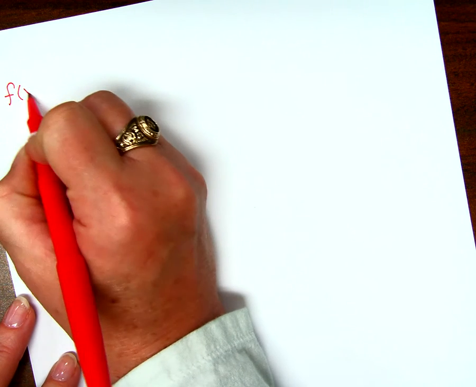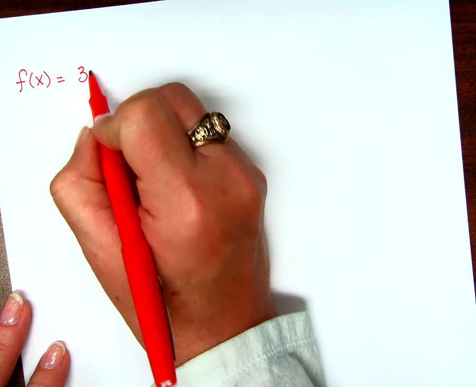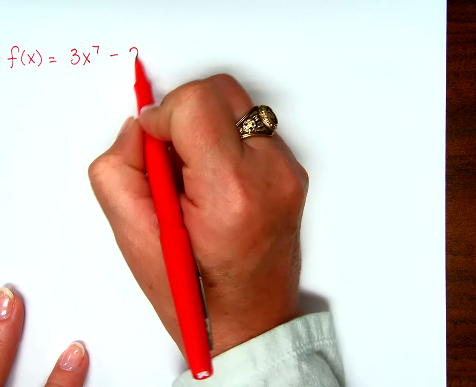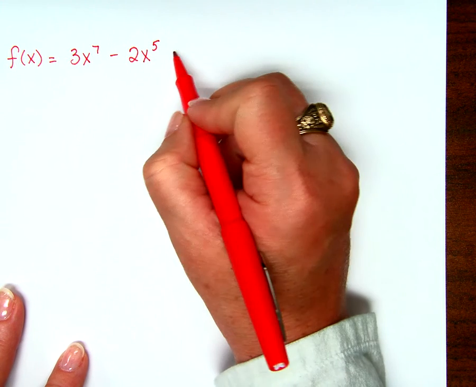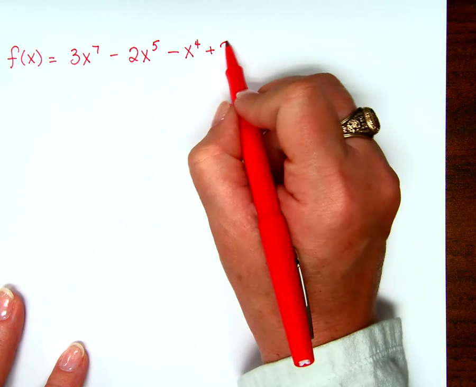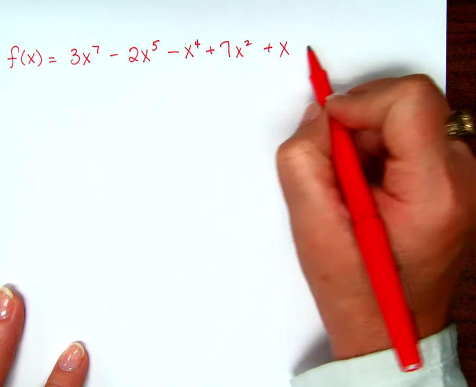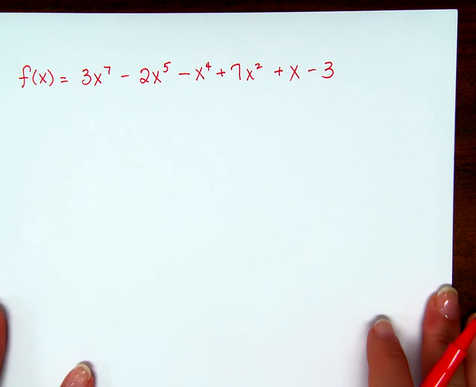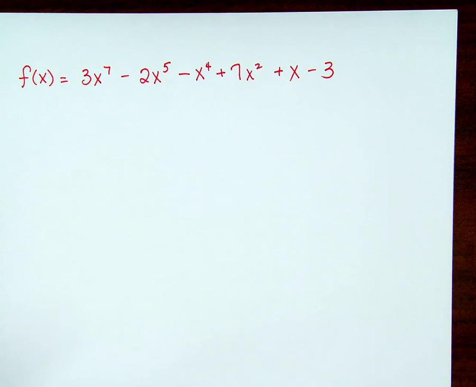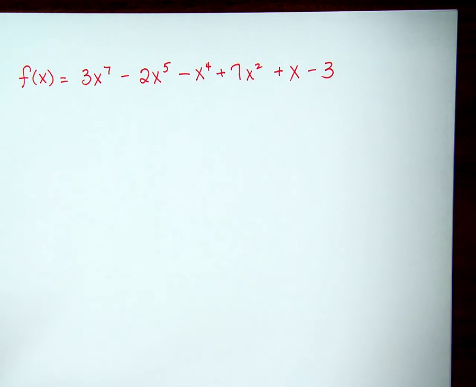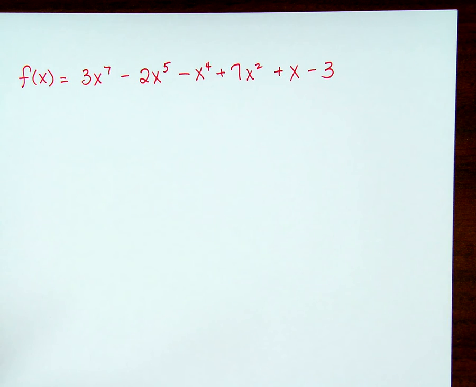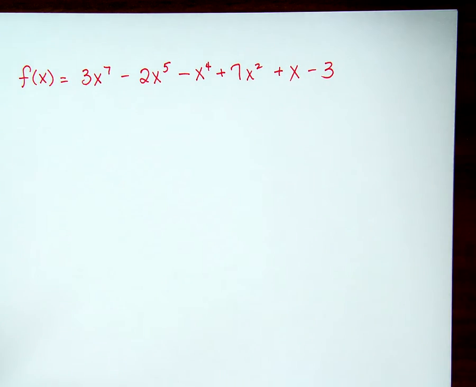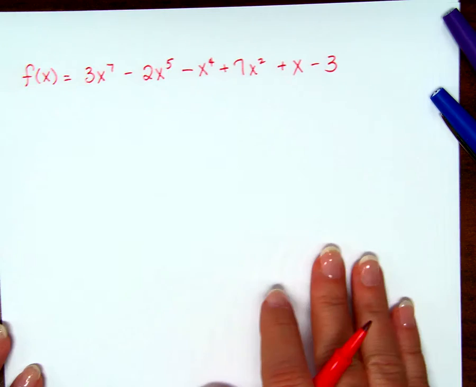All right, so let's talk about Descartes' rule of signs. Okay? So let me give you an example. F of x equals 3x to the 7th minus 2x to the 5th minus x to the 4th plus 7x squared plus x minus 3. Okay, so there's our polynomial. Everybody okay so far?